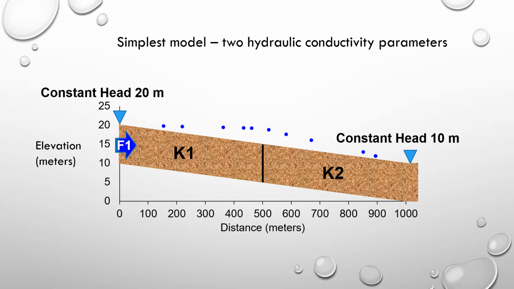Our simplest model is going to have two hydraulic conductivity parameters, so we're going to create two zones of hydraulic conductivity in the model. After the model is calibrated, we're going to simulate recharge in the model in the same location the recharge would occur in the field. And then we may want to look at what is the change in water level at the location of the yellow dot as a result of applying that recharge.